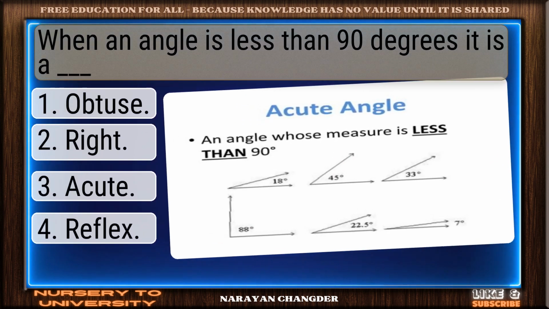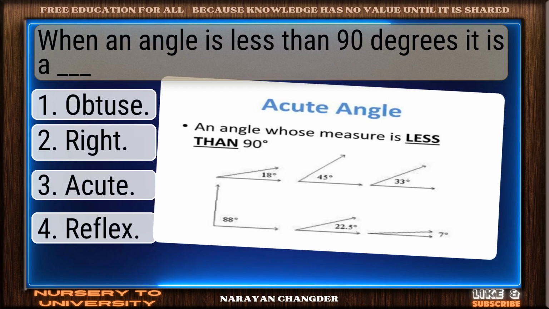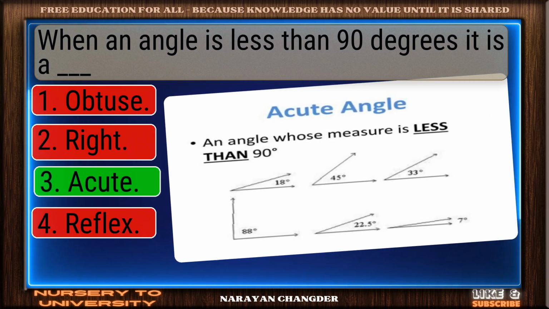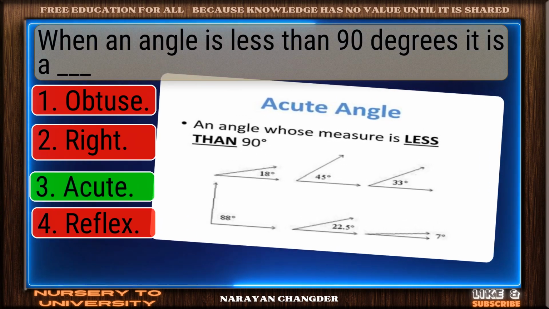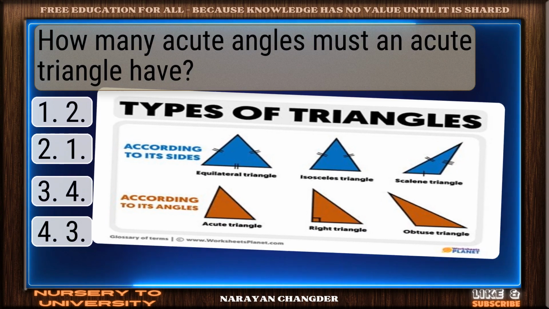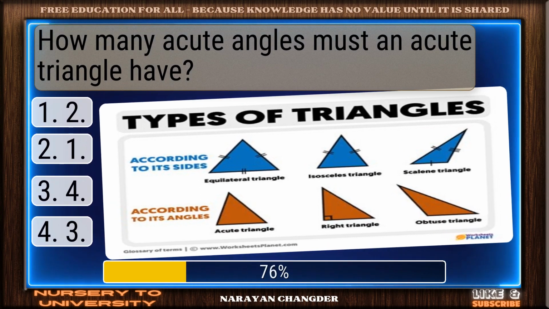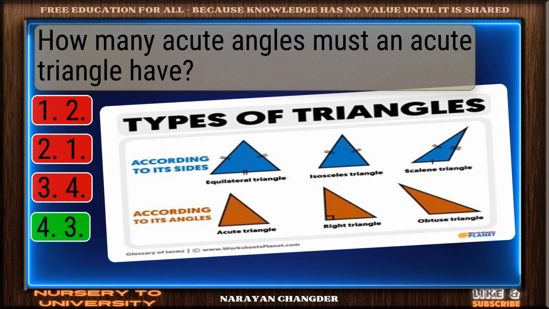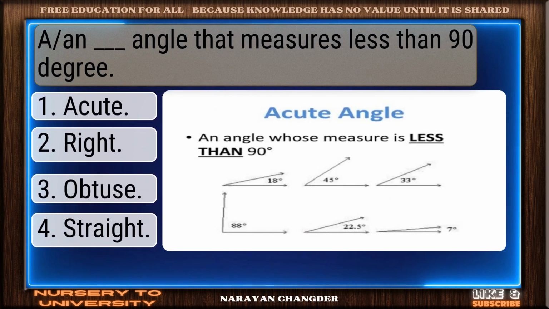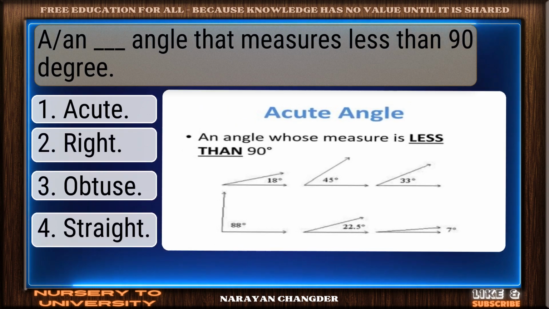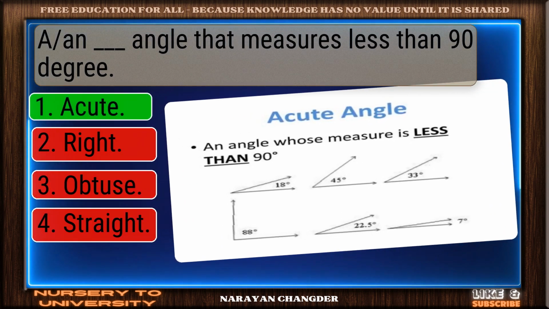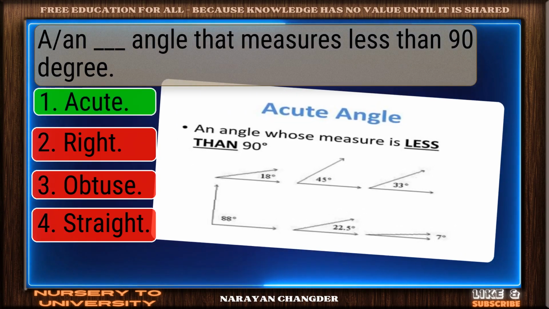Question number 176. When an angle is less than 90 degrees, it is a dash. Correct. Acute is the right answer. Question number 177. How many acute angles must an acute triangle have? You got it. Your choice 3 is right. Question number 178. Take a dash angle that measures less than 90 degrees. Nice selection. Acute is the correct and valid answer.